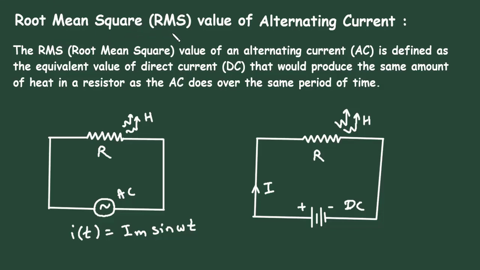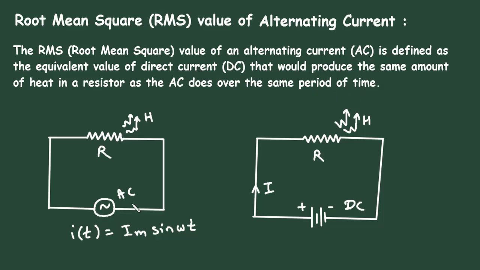Root mean square, RMS value of alternating current. The RMS, which stands for root mean square value of an alternating current AC, is defined as the equivalent value of direct current DC that would produce the same amount of heat in a resistor as the AC does over the same period of time. Now let's understand this definition.